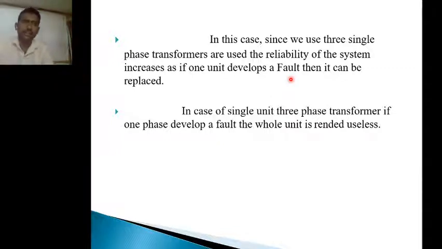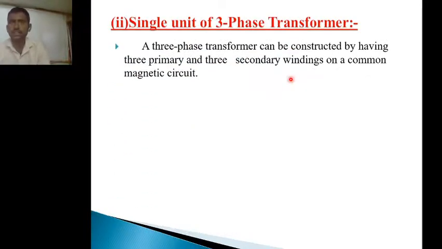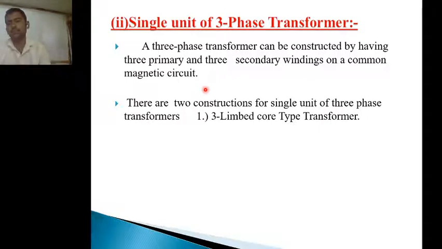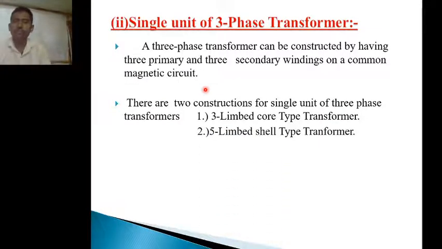Similarly, the next slide explains the single unit three phase transformer. A three phase transformer can be constructed having 3 primary and 3 secondary windings on a common magnetic core. In the previous case, for the 3 transformers we had 3 separate cores. But in this case, for the 3 primary windings and the 3 secondary windings, we have only a single core. These are also normally classified into two types: 3 limbed core type transformer and 5 limbed shell type transformer.